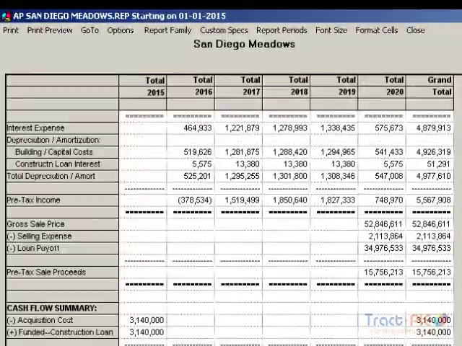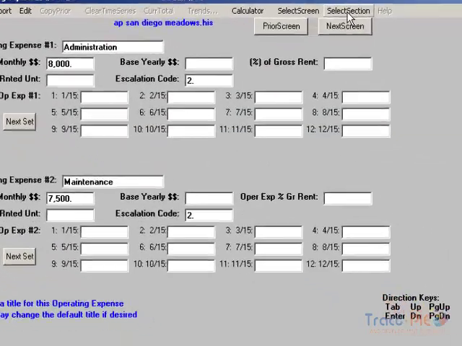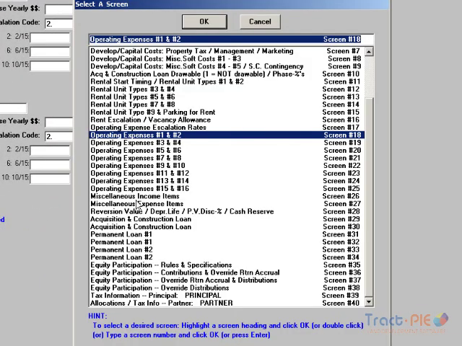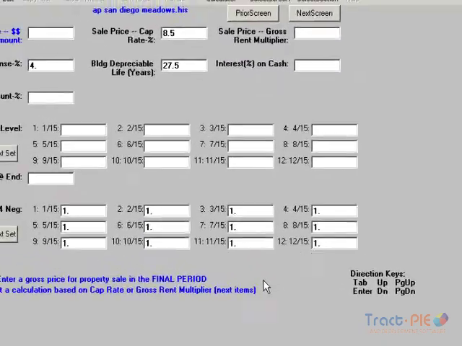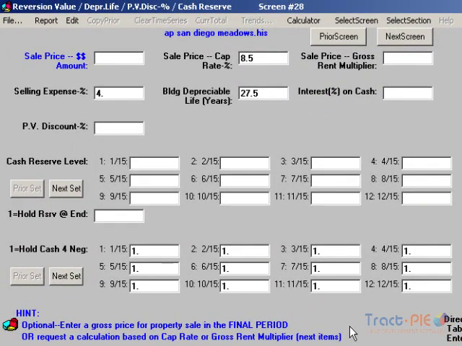Let's again return to the input screens and discuss reversion value. In our analysis, it's anticipated that the property will be sold in the 5th year. To determine the sales price of the property, you can input a specific value, use a capitalization rate or a cap rate, or a gross rental multiplier. Other factors can be input to calculate after-tax returns.